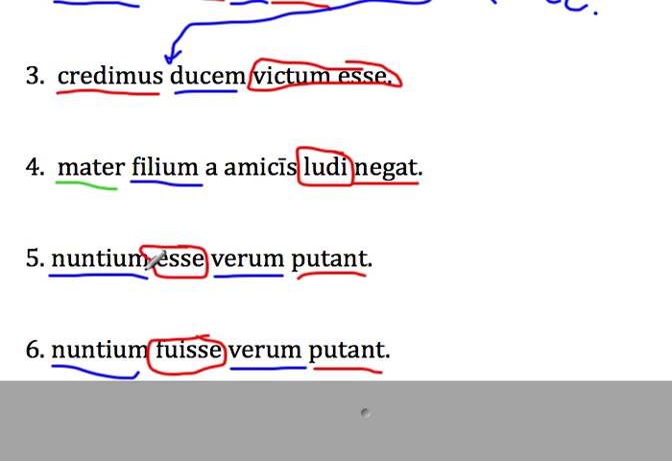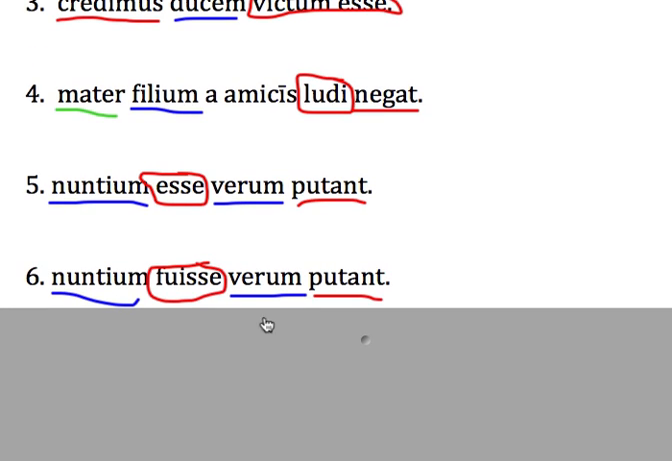This present tense infinitive up here tells you that the action happened at the same time as the main verb. They think right now that the message right now is true. Down here, this happens before the thinking. They think right now that the message, it's got to happen before, was true. All right? They think that the message was true.